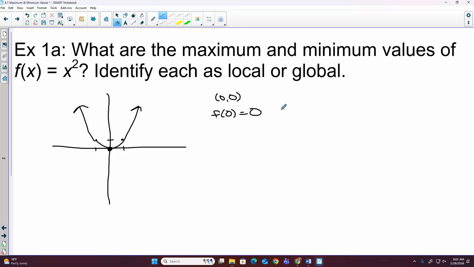Is it local or absolute? Or both? Both. Local and absolute min. There are no max in this. No local or absolute maximums on this one, because both ends are going up.